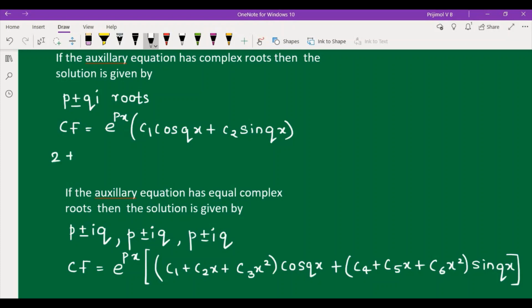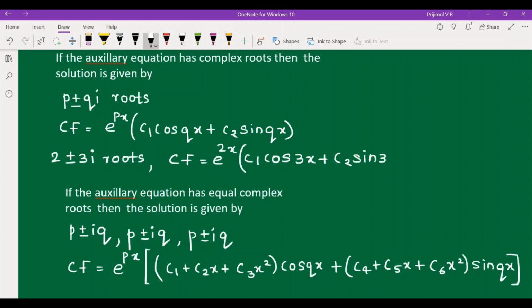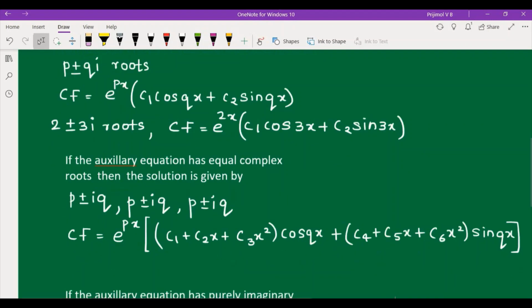Say I have an example 2 plus or minus 3i. These are the roots of the auxiliary equation. The complementary function can be written as e raised to 2x, c1 cos 3x plus c2 sin 3x. What if the roots are repeated, complex roots are repeated?